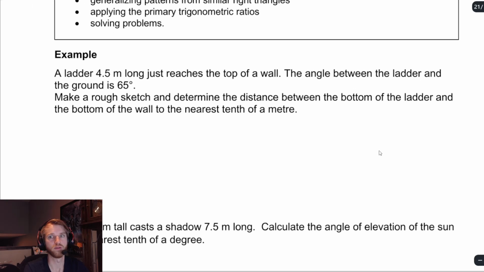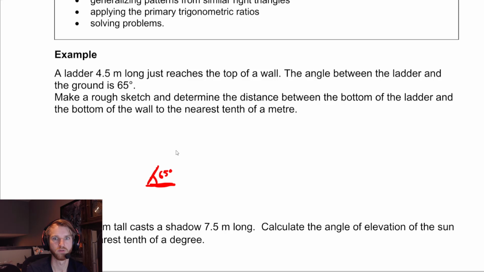So this first problem says a ladder is 4.5 meters long, just reaches the top of a wall. The angle between the ladder and the ground is 65 degrees. So let's draw a little bit as we go. So to start off, it's saying the angle between the ladder and the ground. Okay, so the ground, we've got flat ground here, and then there's a ladder going up, and the angle that it makes with the ground, this is 65 degrees.